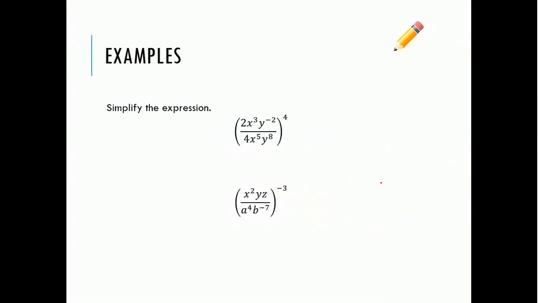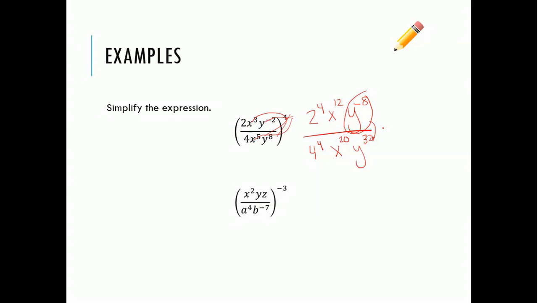So now, this was our last rule of exponents. So what are the problems going to look like that have almost everything in there? This kind. These are the hairiest and scariest that I could pretty much ever give you. So very first thing, I'm going to give that 4 to every single person. So I'm going to get 2 to the 4th, x to the 12th, right? Because remember, you multiply 3 times 4. y to the -8. 4 to the 4th, x to the 20th, 5 times 4. And y to the 32.